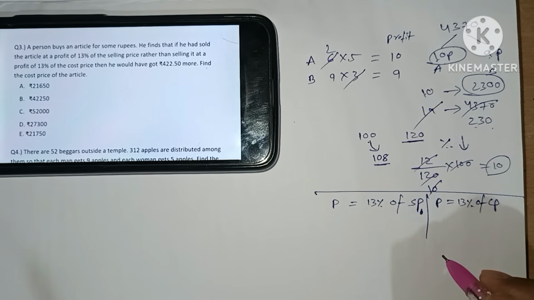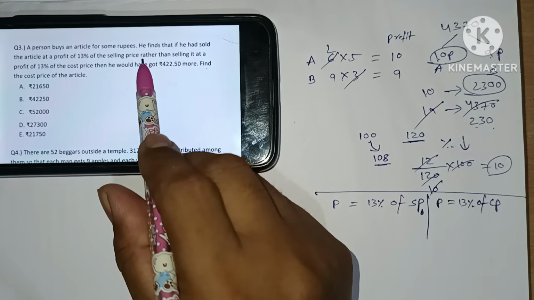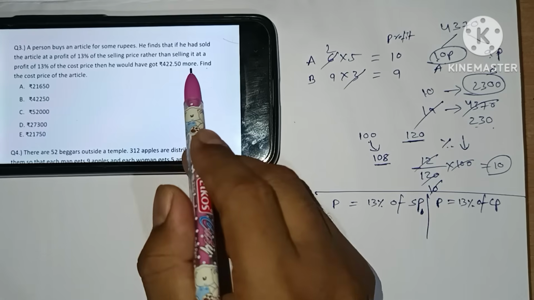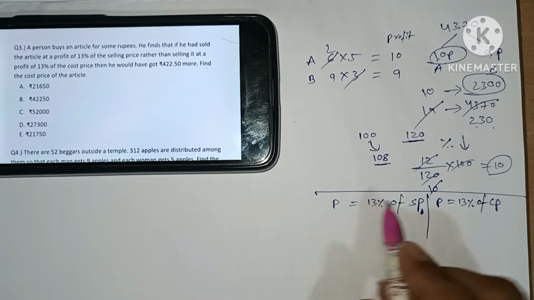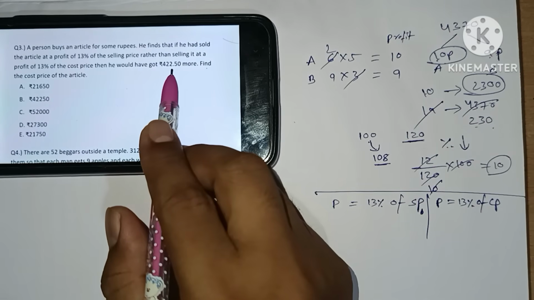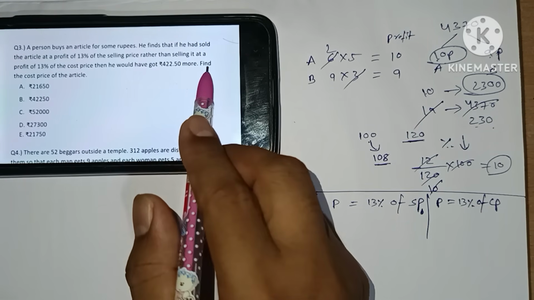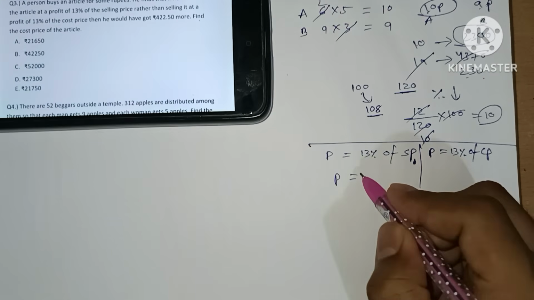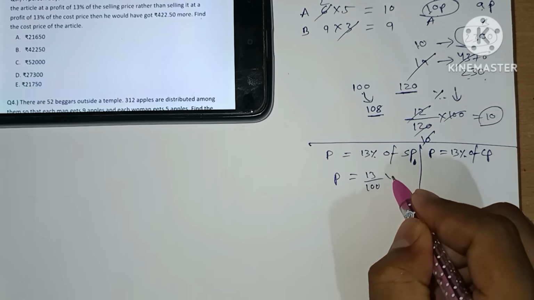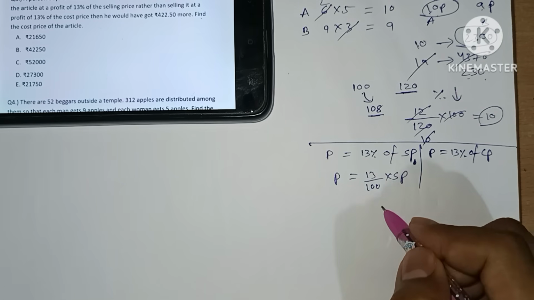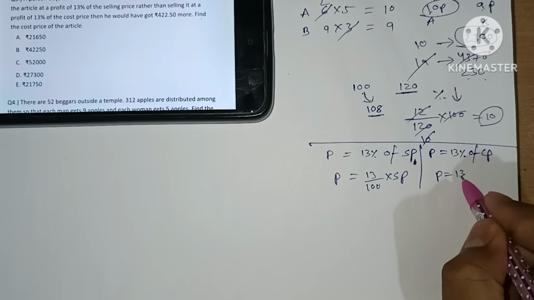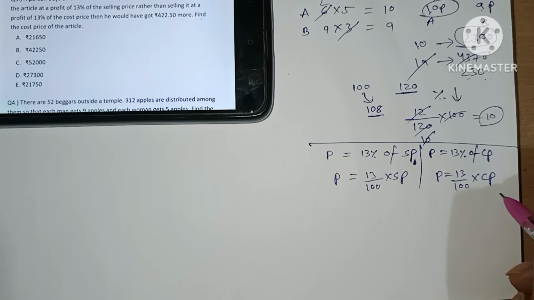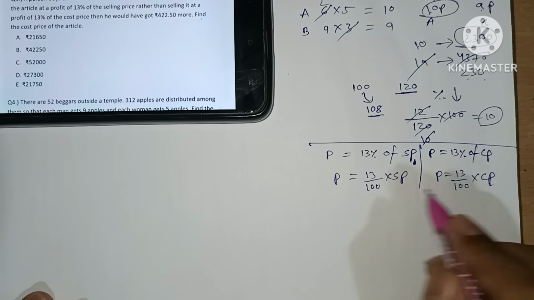Okay, let's see. The question says that the difference between these two will be 422.50 more. What we need to find is the cost price of the article. So here we have P equals 13 divided by 100 of SP, and here we have P equals 13 divided by 100 of CP. Here we have CP and here we have SP.